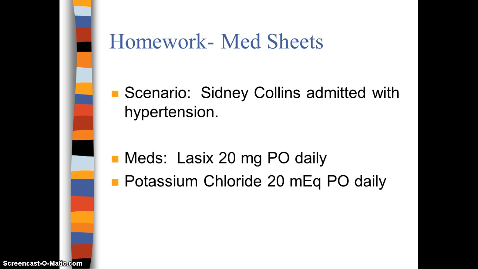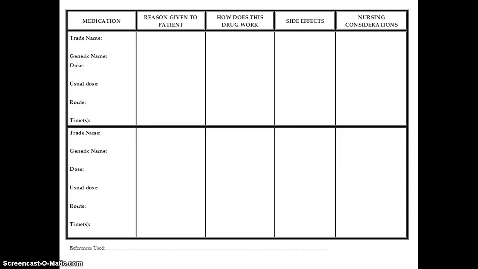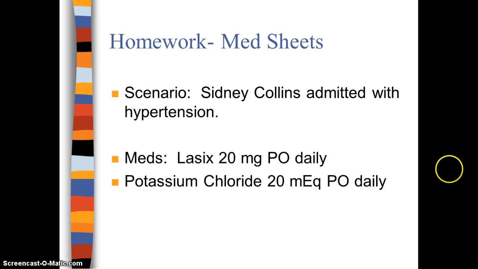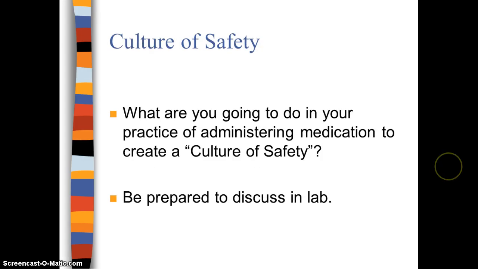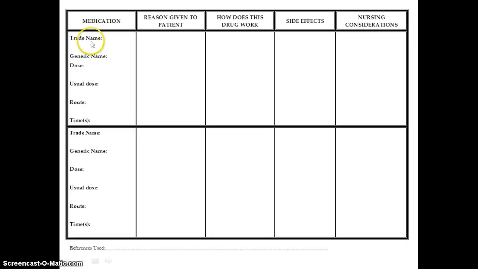And lastly, your homework. There's a couple of med sheets you need to complete and bring to lab. The scenario: Sydney Collins is admitted with hypertension, and you're going to be caring for Sydney. The meds that you'll be writing up are the orders: 20 milligrams of Lasix PO daily, and potassium chloride 20 mEq PO daily. This is the sheet that is posted that you will fill out and do the best. Get your Davis drug guide out and fill out these things. What are the major side effects that you may see?